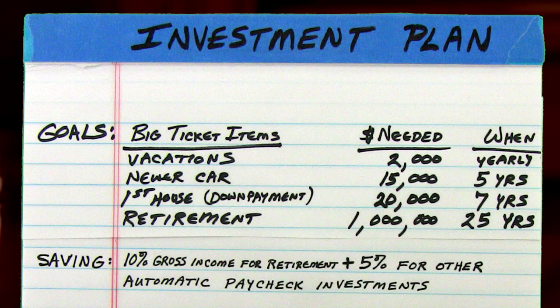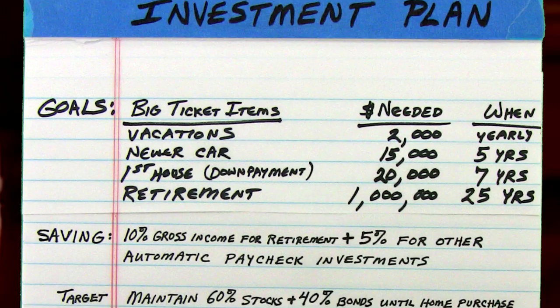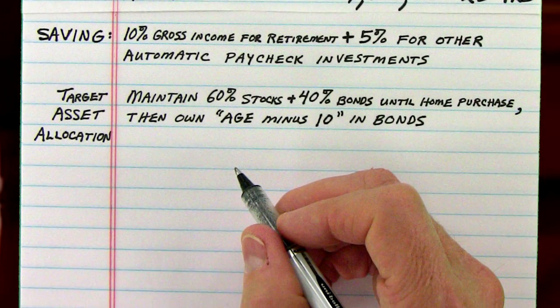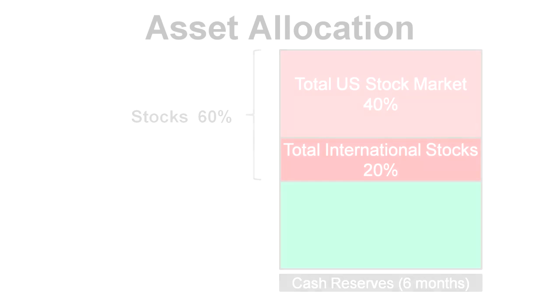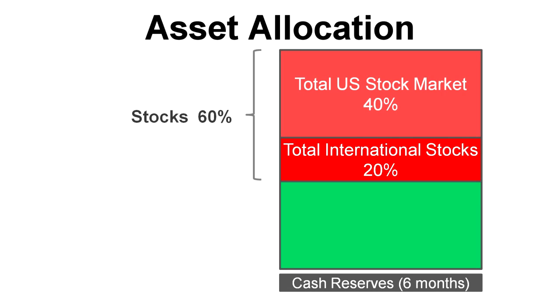You've started a plan with goals and a saving routine that might look something like this. In the last video, you chose an appropriate level of stocks and bonds that matched your ability, willingness, and need to take risk. That's always your most important decision. So here's what your target allocations might look like now.